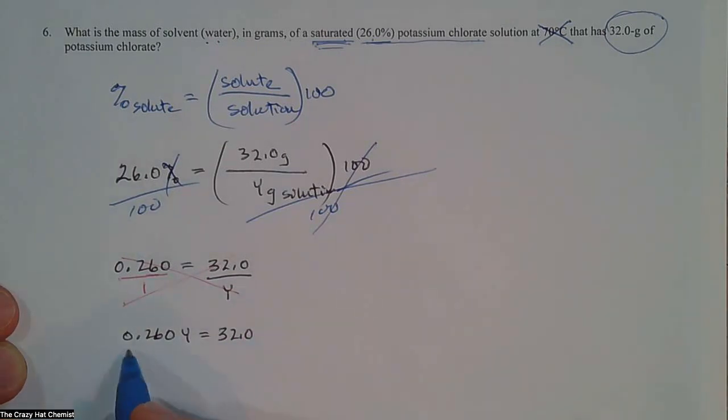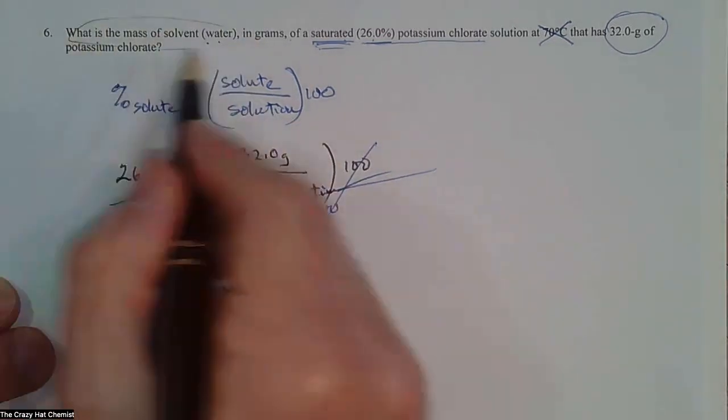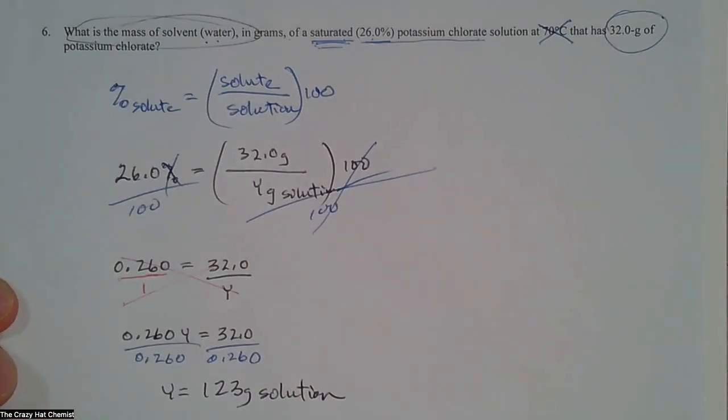And then we're going to divide both sides by 0.260, and I'm going to have y is equal to 123 grams of solution. Okay, so that is the mass of solution that we have. And what we're trying to find is the mass of the solvent. I actually haven't answered the question yet.